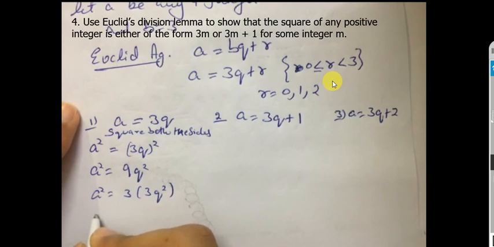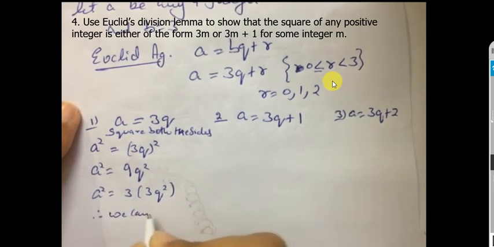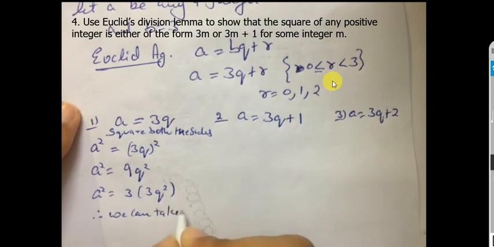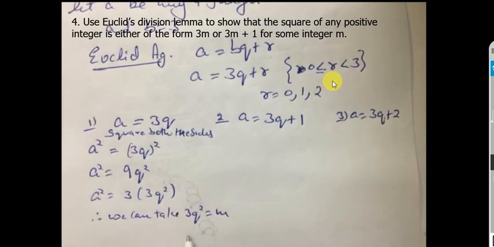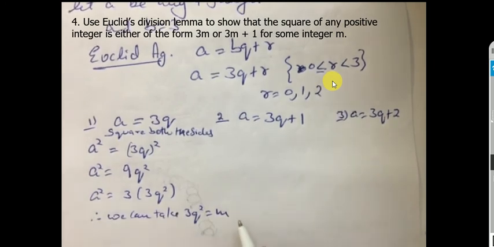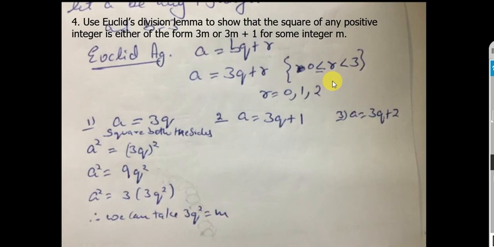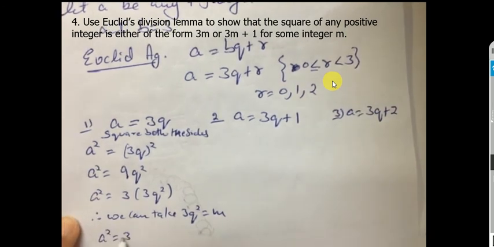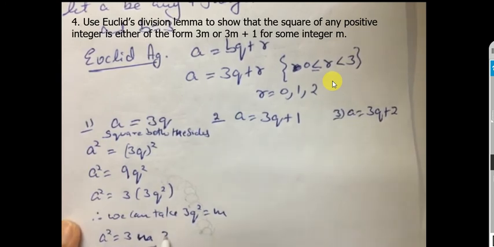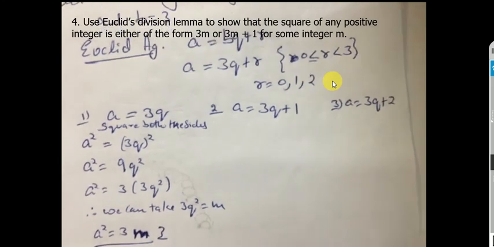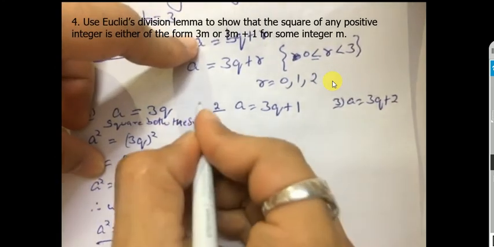If m is an integer, therefore we can take 3q square equals m, because this will be an integer only and we can show it by m as it is written in the question. Therefore a square equals 3m. This is the proof of our first statement, that the square of any positive integer can be written in the form of 3m.